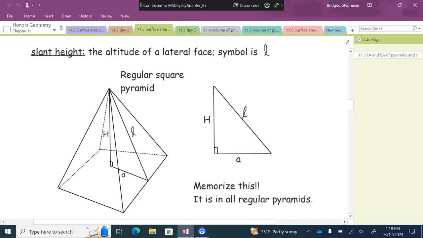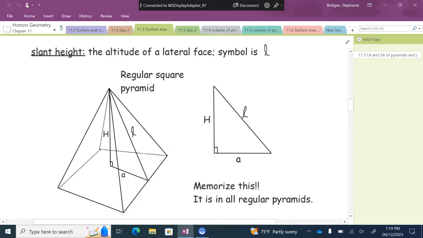Now I want you to focus on what I'm showing you here for just a second. That little triangle over here that has a capital H, that capital H is the altitude, where my finger is. The slanted or curved italicized l is my slant height that goes along the edge of my pyramid. And then that little a stands for, what did we call that segment from the center?